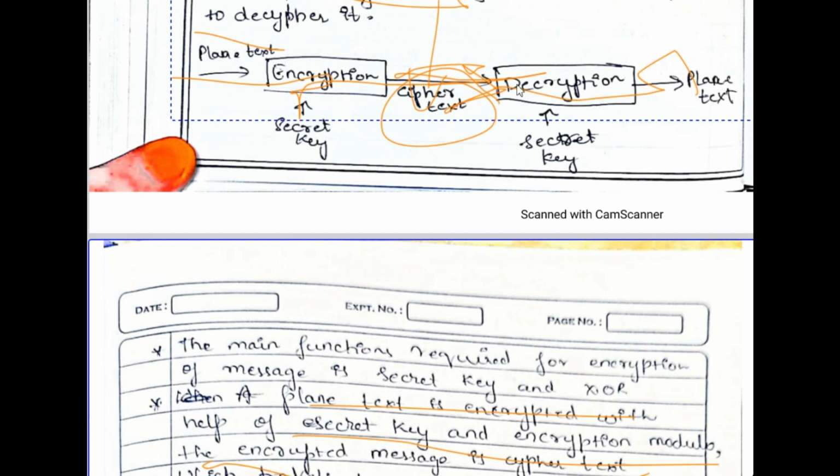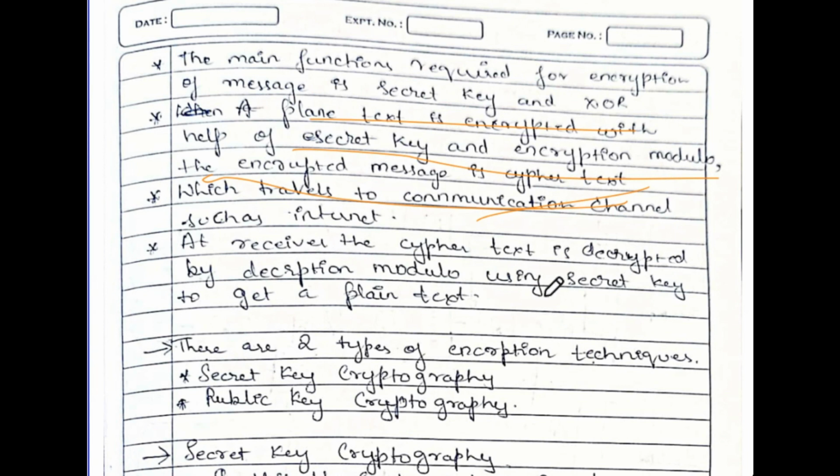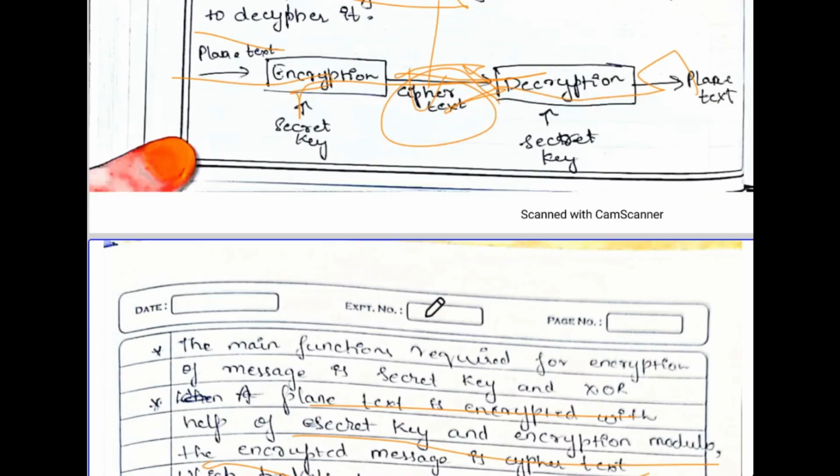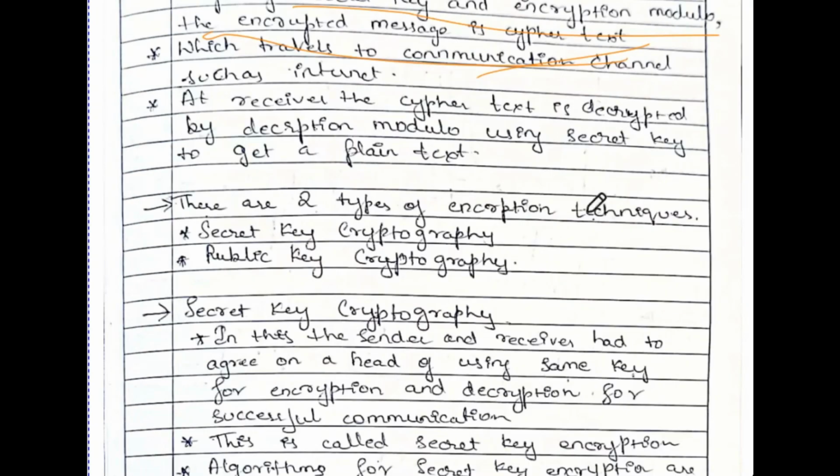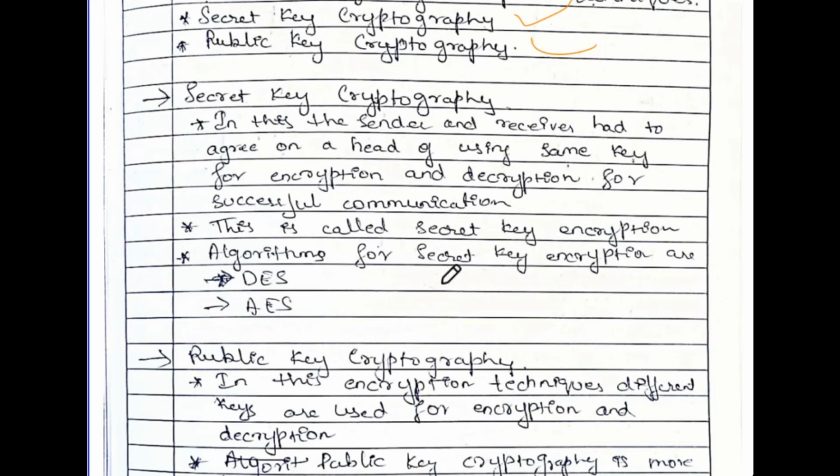Now the ciphertext travels through the communication channel. At the receiver, the ciphertext is decrypted by the decryption module using the secret key, and plain text is again generated at the receiver end. The two types of encryption technique are secret key cryptography and public key cryptography.